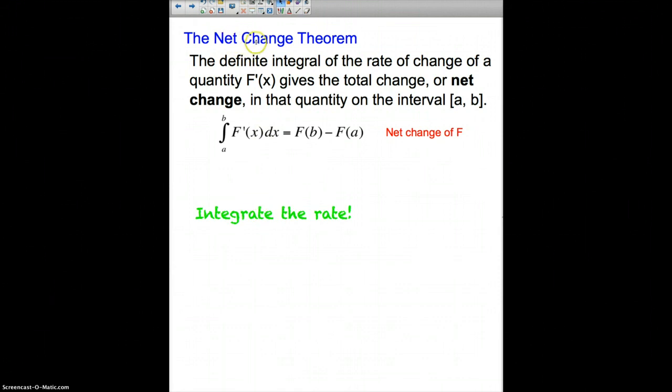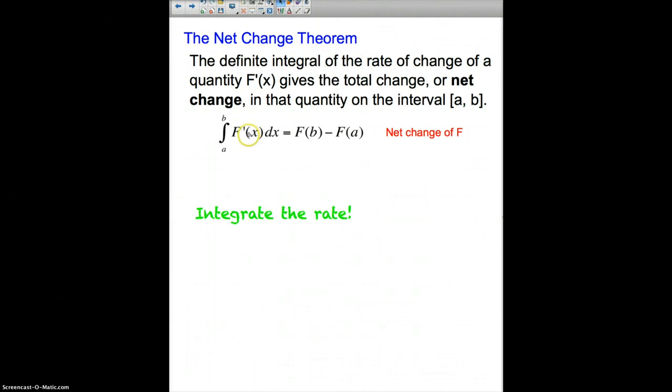The net change theorem: the definite integral of the rate of change of a quantity, f prime of x, gives the total change, or the net change, in that quantity. So if I want the net change of the rate that the water is flowing into a pool, you integrate the rate to get how much total water has flowed into that pool.